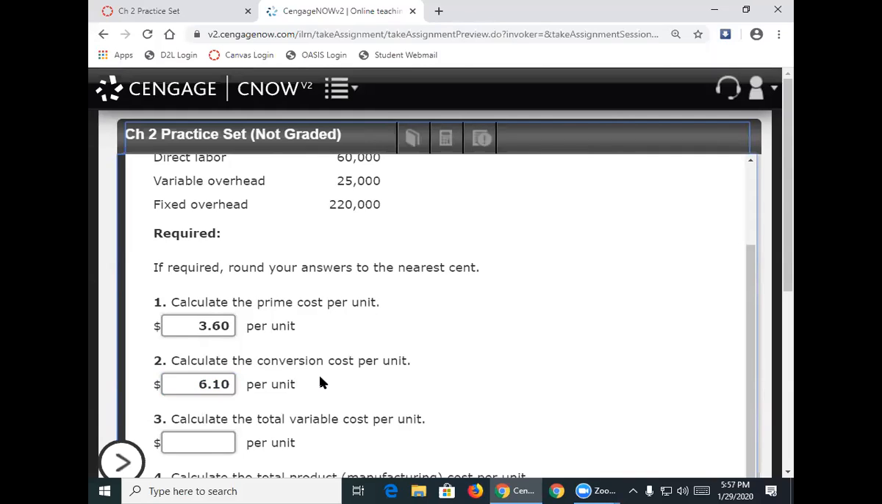Number 3 is total variable cost per unit. Well, what are my variable costs?